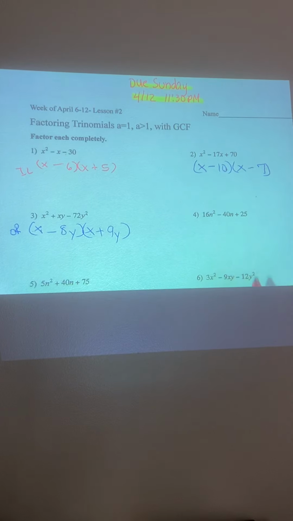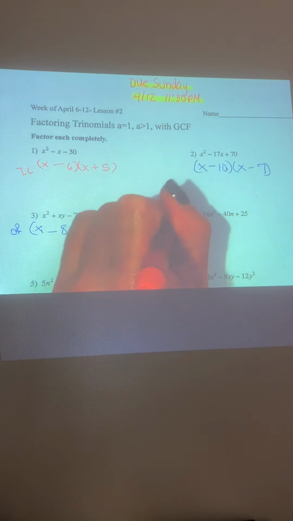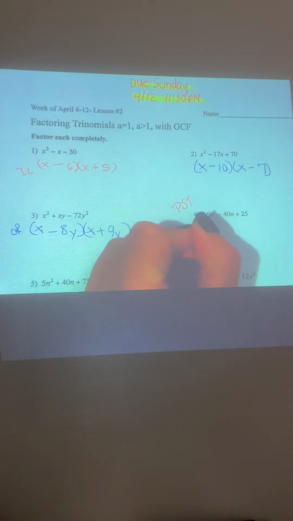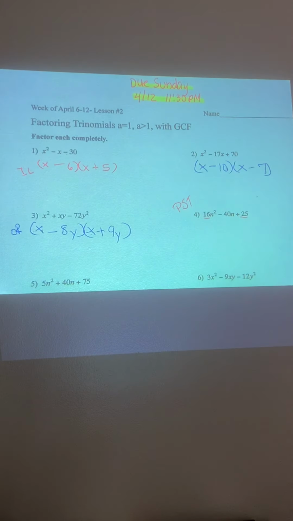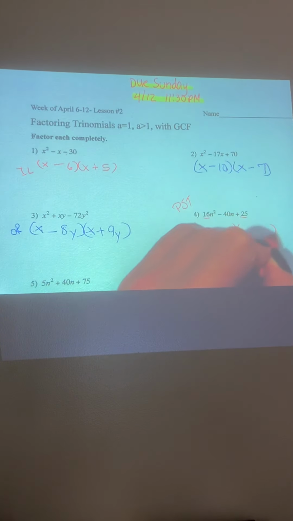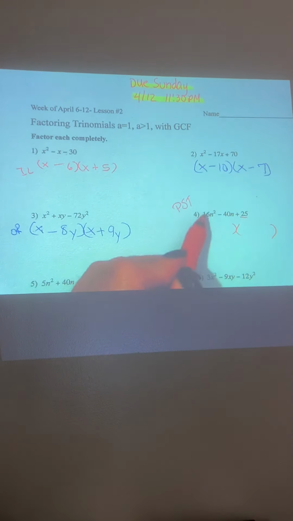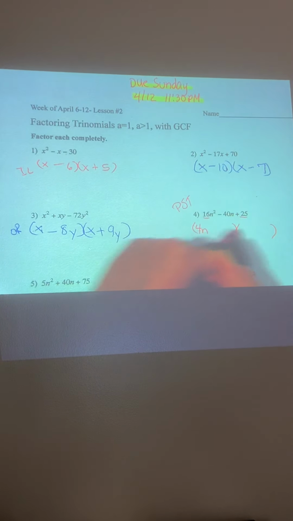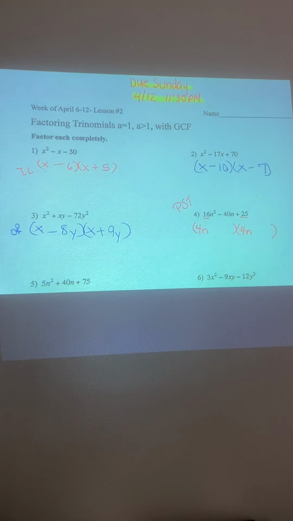A problem like this is a perfect square trinomial. Why is this a perfect square trinomial? Because my first term and my last term are perfect squares. When my first term and last term are perfect squares, I know what my factors are going to be. The square root of 16 is 4, and 4. The square root of 25 is 5, and 5.